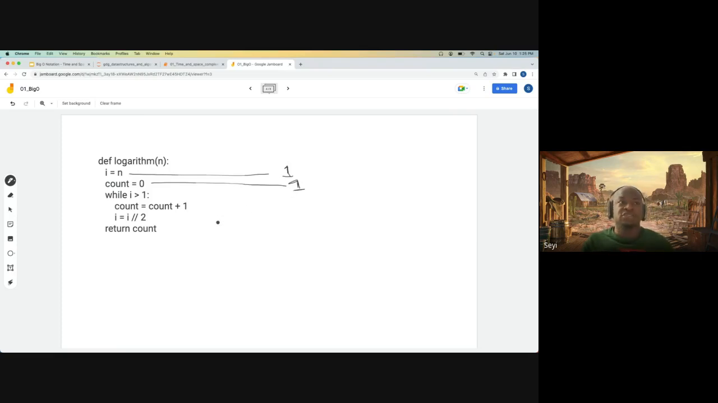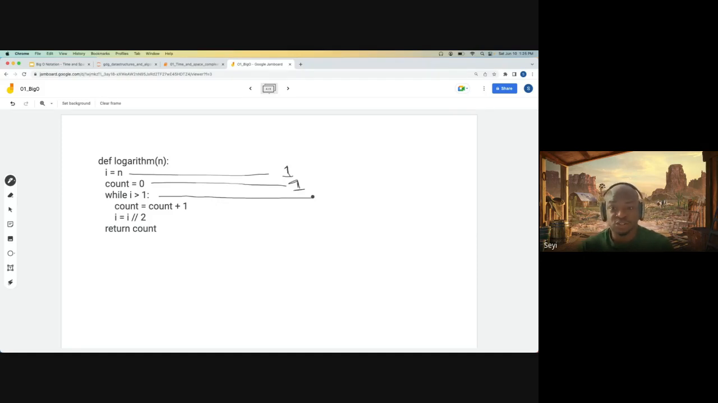Now, this is where things get interesting. How many times do we do this while i is greater than 1? How many times do we execute that loop? Now, it's not really clear because we have a while loop and we are incrementing count and then we are dividing i by 2 each time. So now this is the problem. How do we know what we are doing?